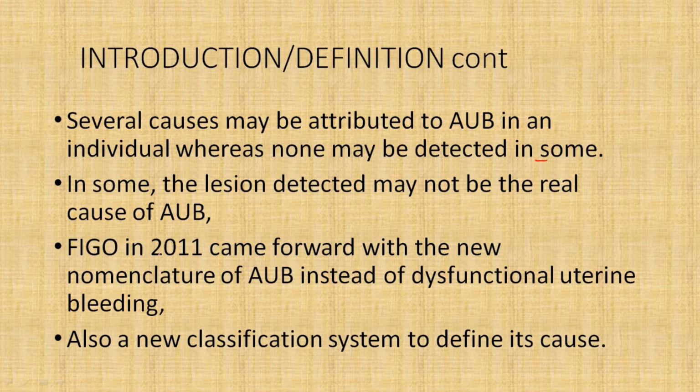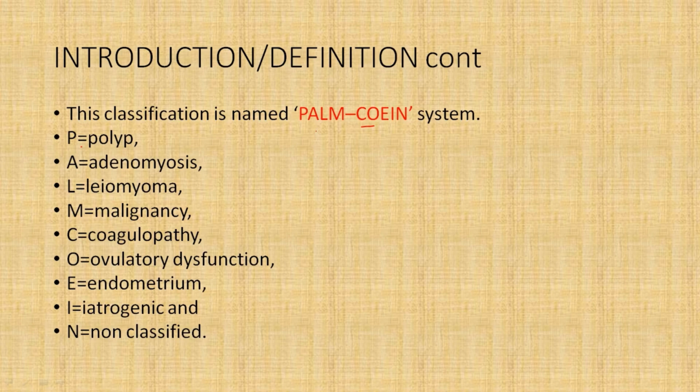So FIGO in 2011 came forward with a new nomenclature, abnormal uterine bleeding, instead of dysfunctional uterine bleeding, and also a new classification system to define its cause. This classification is named the PALM-COEIN system. P is for polyp, A is for adenomyosis, L is for leiomyoma, M is for malignancy, C for coagulopathy, O for ovulatory dysfunction, E for endometrial, I for iatrogenic, and N for not classified.